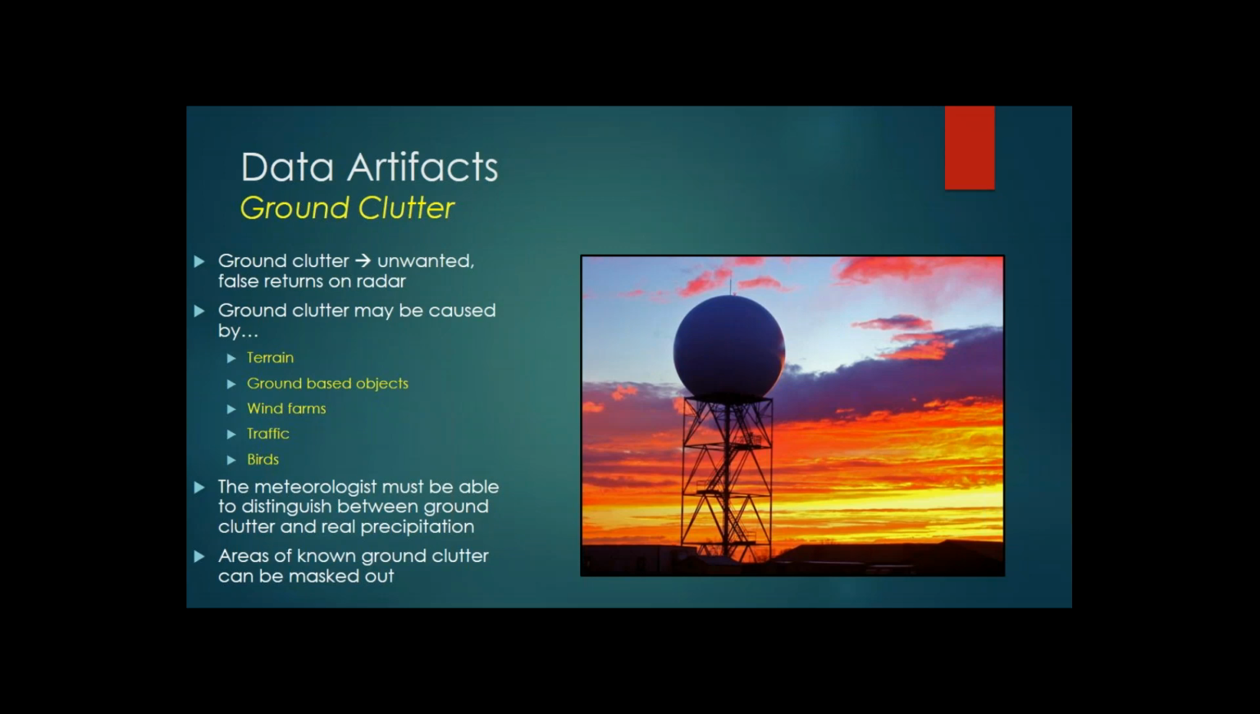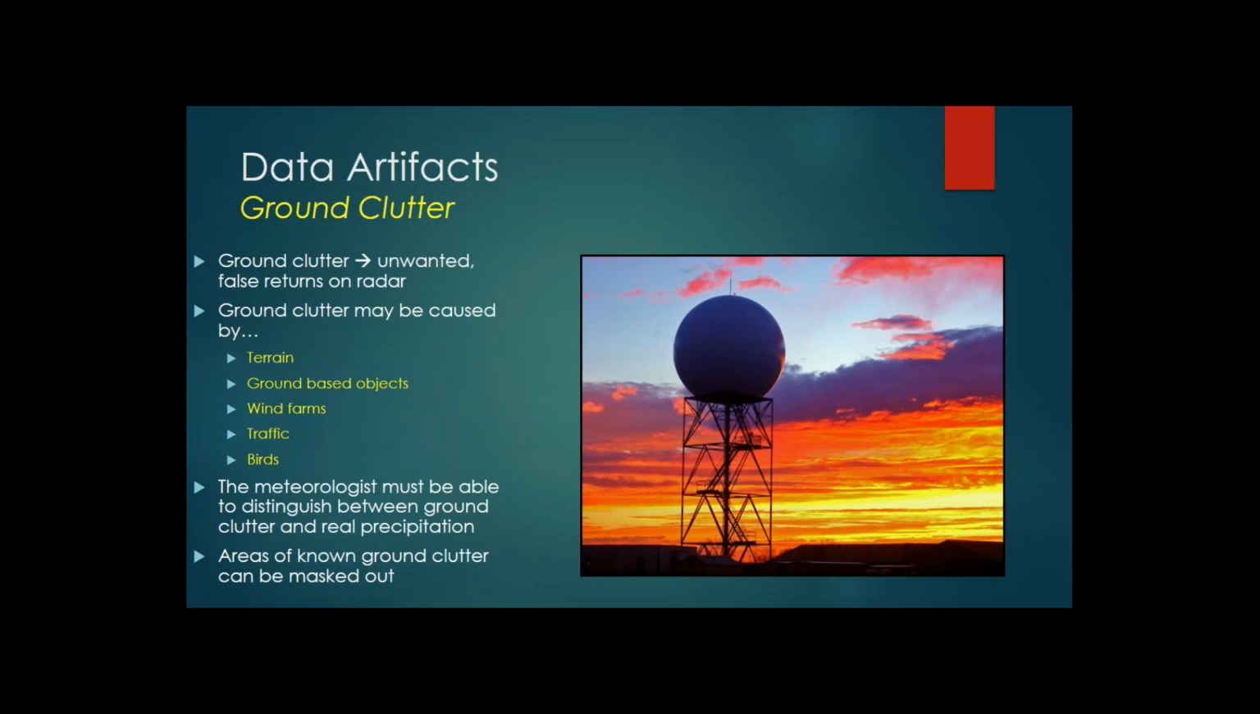And they can range from terrain, so mountains and hills, to ground-based objects, especially if they're close to the radar, radio towers, tall buildings, things of that nature, wind farms with the high wind turbines, and even things as crazy as motor traffic and birds. And the meteorologist must be able to distinguish the difference between that and what real precipitation is, and we can use some settings on the radar that are a little technical for this discussion to help minimize some of that.